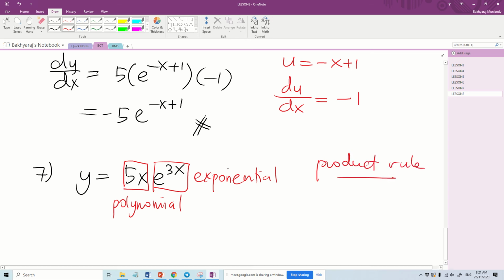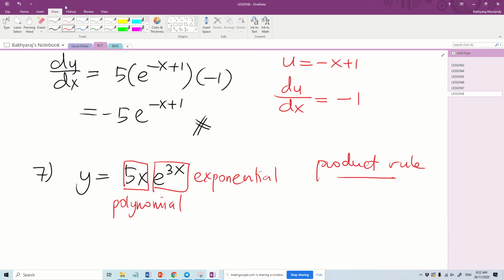Tadi kalau you tengok semua dia ada exponent saja, dia tak ada x. Tapi this time we have 5x. So 5x is a polynomial. Anything with x kita panggil polynomial lah. For example, we have x, we have x square, we have x cube. Let's say we have 1 over x. Ini semua kita panggil polynomial. Exponent is of course exponent, anything with the exponent lah, so it's all exponential function.